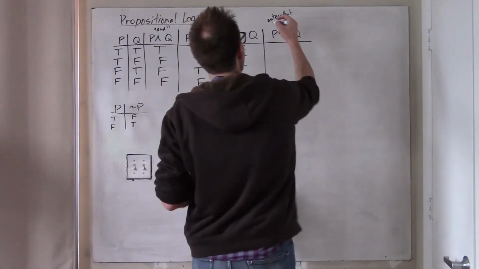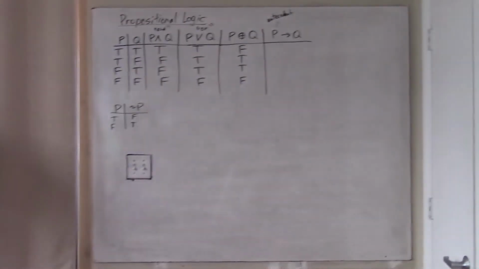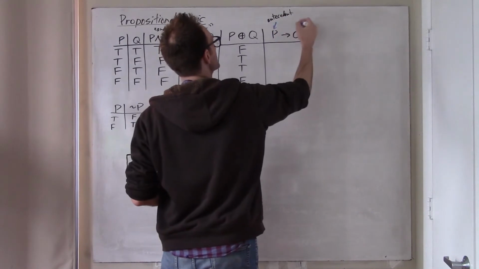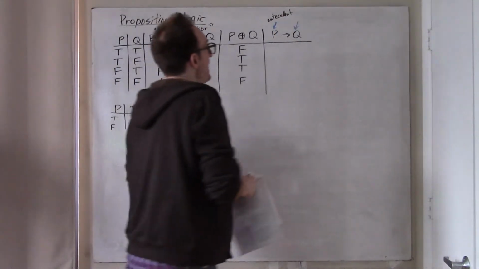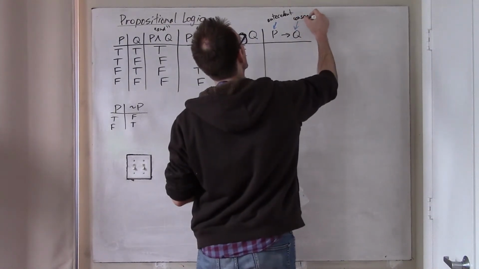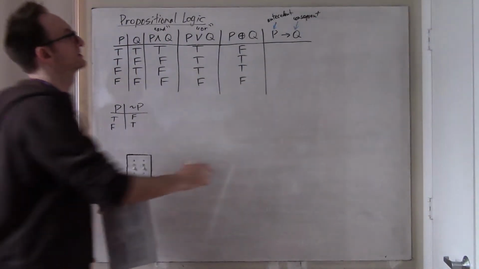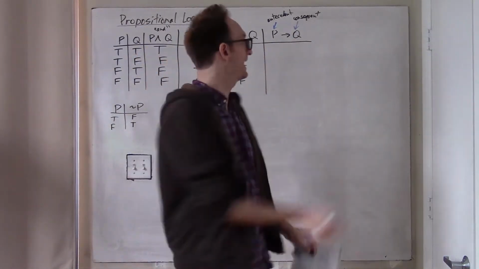So this is the antecedent, and this guy over here is the consequent. And great. So this P arrow Q, once again, I've invented a symbol.